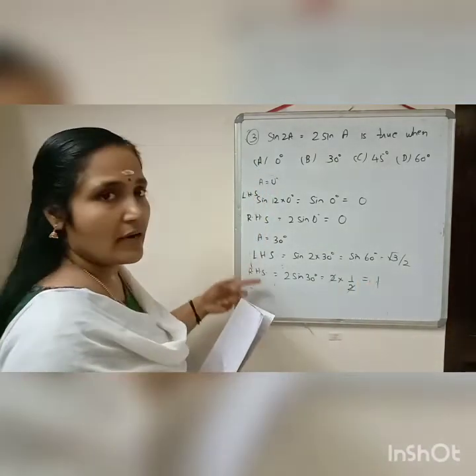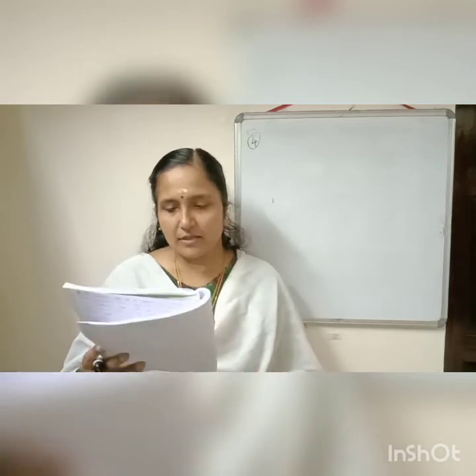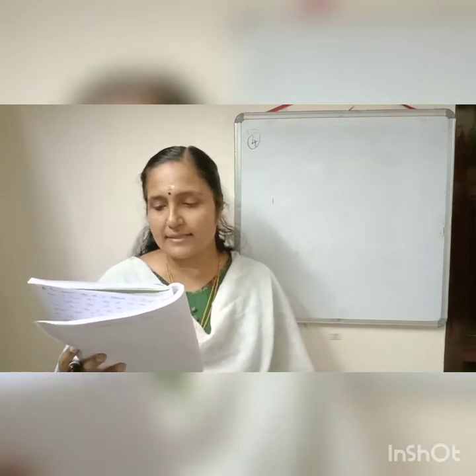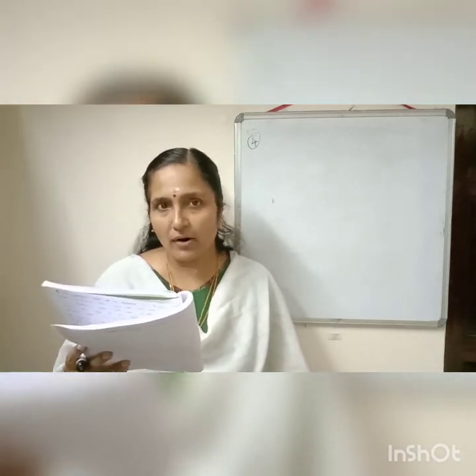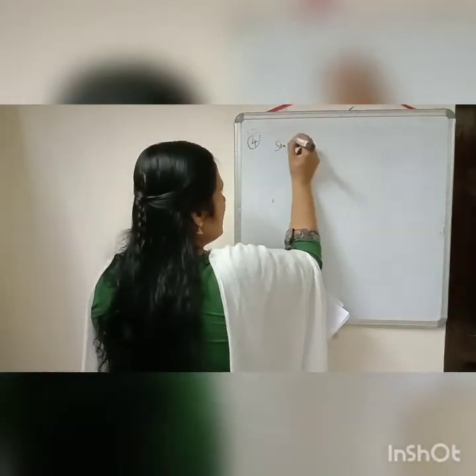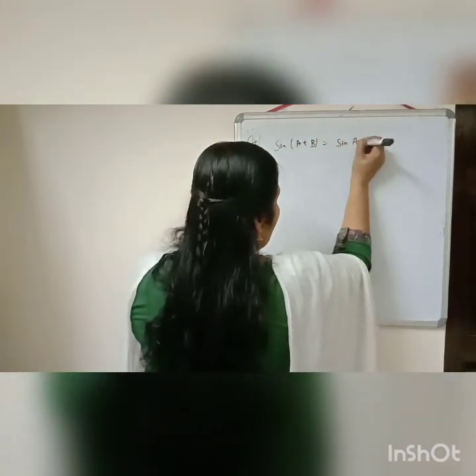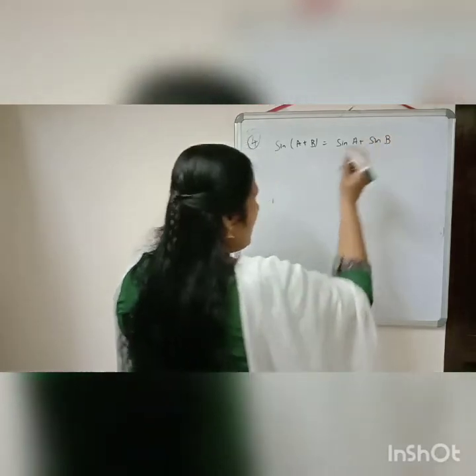So in this case, we are not getting left hand side equal to right hand side. All of you just write down the fourth question. Fourth question is: state whether the following are true or false. Justify your answer. The first one is sin(A + B) = sin A + sin B. They gave it in this way and we have to check whether it is true or false.